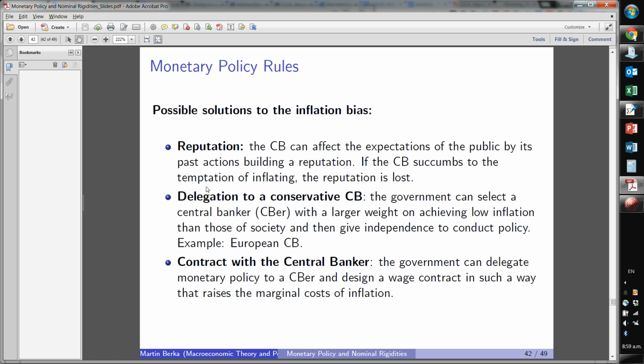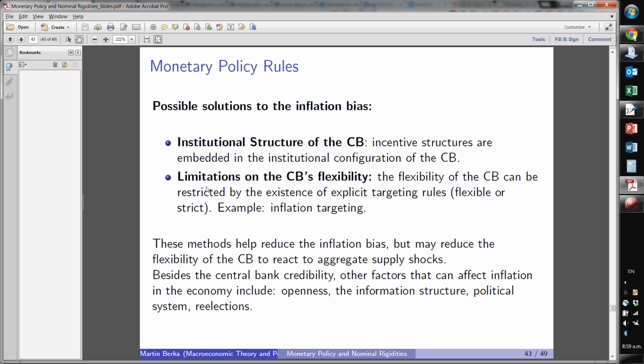Finally, a central banker contract, which is what the RBNZ, the New Zealand central bank, does. So the government writes a contract with the governor which says this is what you have to do in the medium run to keep inflation in this range. And when your job comes up for review, that's what it will use to judge. So delegation and simple contract. Institutional structure of the central bank, so you can have other incentives to avoid the central bank overstimulating or creating surprise inflations.